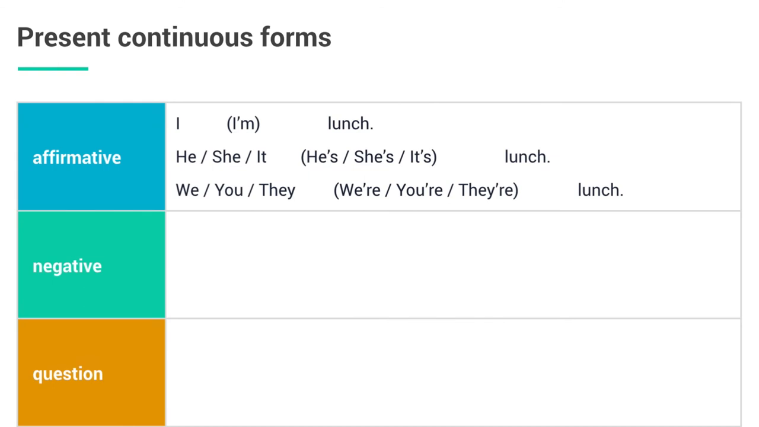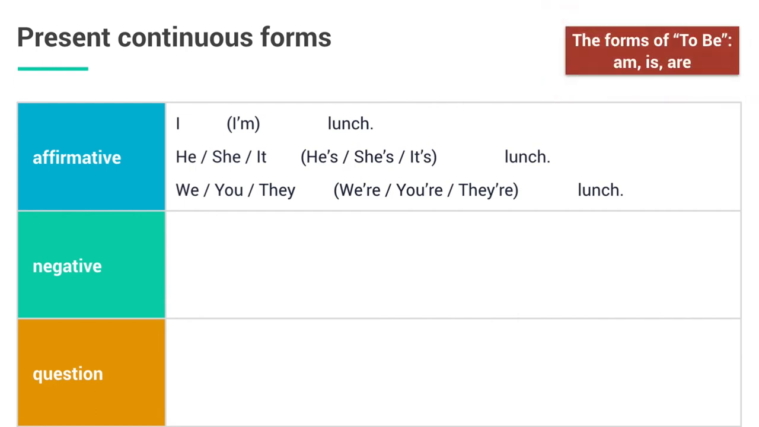Next, let's have a look at three present continuous forms including affirmative, negative, and question. Now let's check out the affirmative form. We're going to have three groups of subjects because each one of them comes with different forms of the verb to be. In the present tense, the verb to be takes the following forms: am, is, and are.